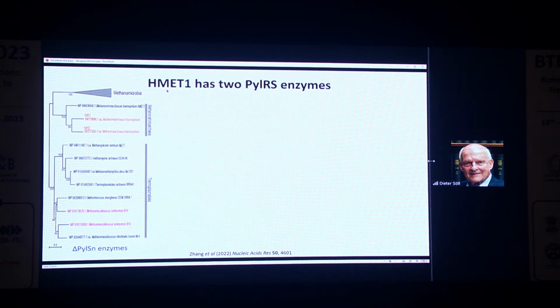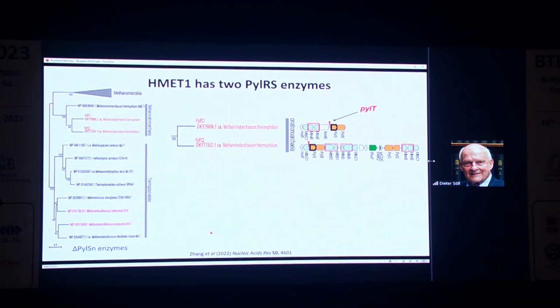The HMET2 has two pyrrolysyl enzymes, as we just showed. So there are 13 delta pyrrolysyl enzymes. And when you do a phylogenetic tree, you can see this. And this is PylRS 1, PylRS 2, as you saw. Back to this.